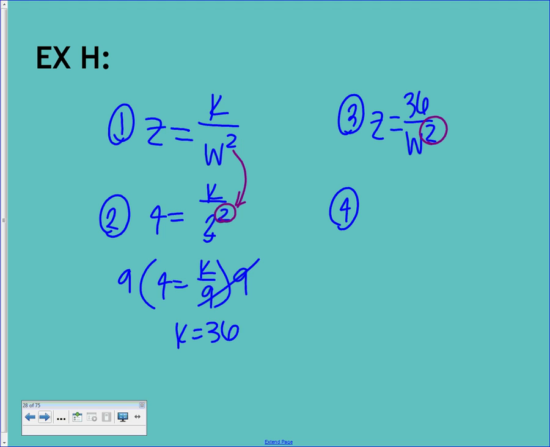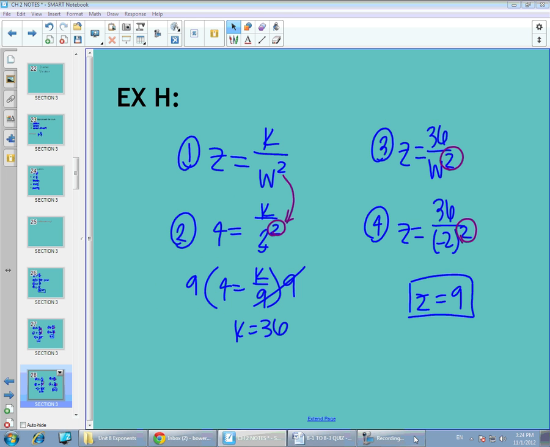And now I can answer my question. It says find Z when W equals -2. Okay, and then again, I'm carrying down my square. Please be really careful. When I do a -2 squared, I should get a +4. So I get Z to equal a final answer of 9. So inverse variation, one thing is going up, the other is going down. So our equation is using division. So key ideas, inverse is division.